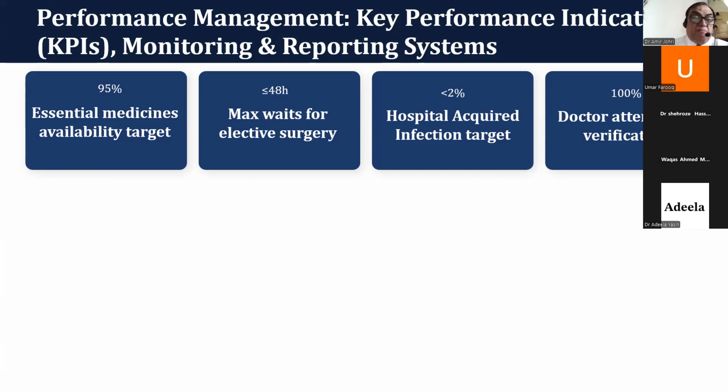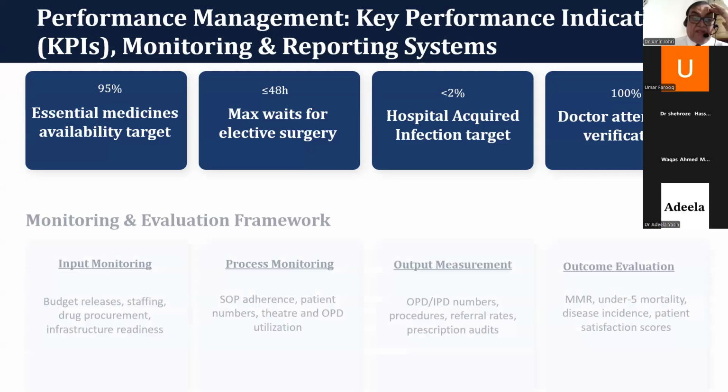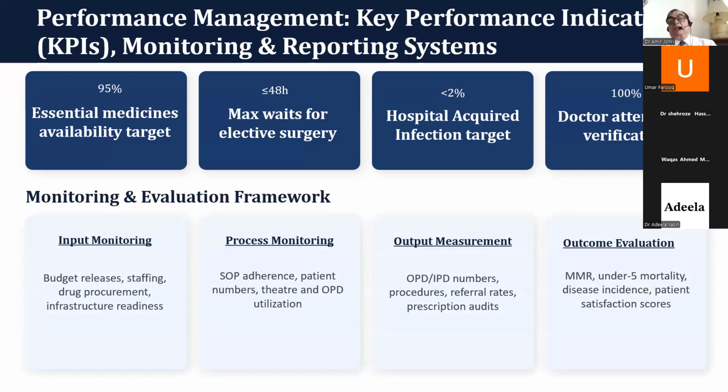For example, the number one I put here is the essential medicines availability target, which should achieve 95%. Number two is that the maximum wait for elective surgery should be less than 48 hours, about 2 days. Third is that there should be less than 2% hospital acquired infection. And lastly, is the doctor attendance verification, which should be 100%. So these are our KPIs, and these KPIs need to be met.